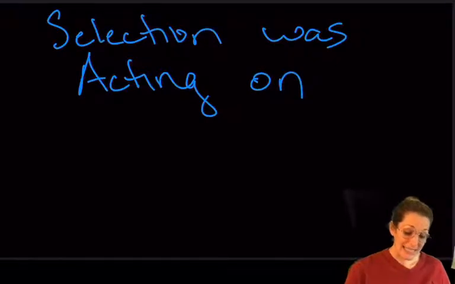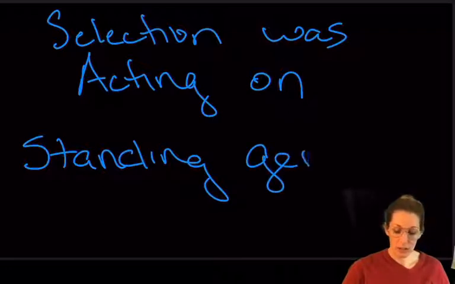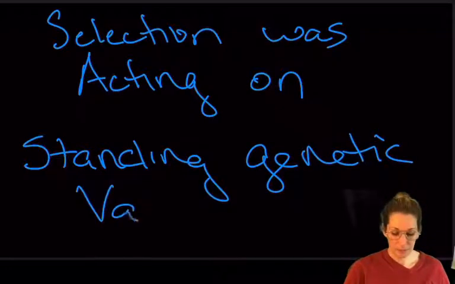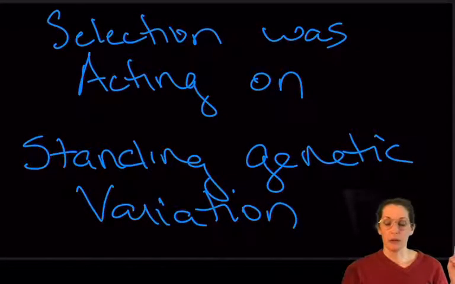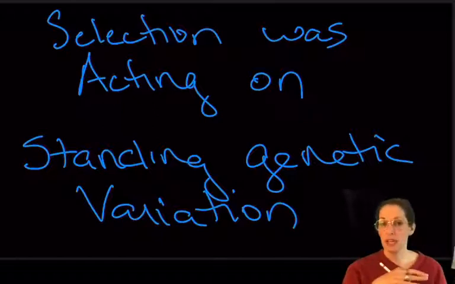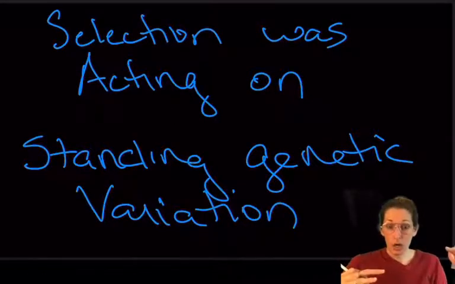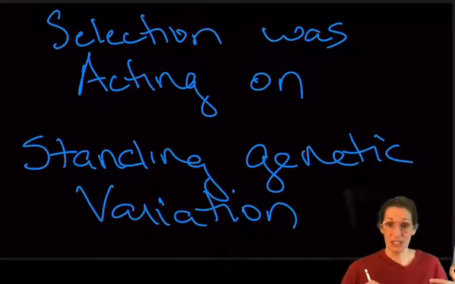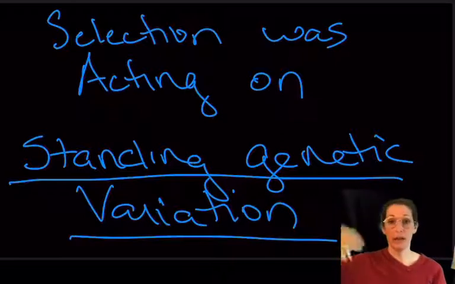what we call standing genetic variation. The genetic variation was already there. The different alleles that did the different things were already present. But one wasn't necessarily more advantageous than the other, or the one that was previously advantageous now becomes disadvantageous due to a change in the environment, like in the case of the peppered moths. So this is standing genetic variation. That means that variation was already there.